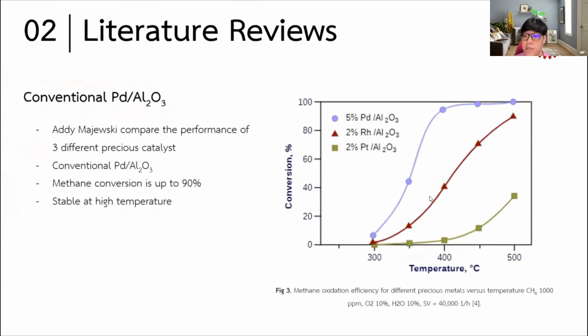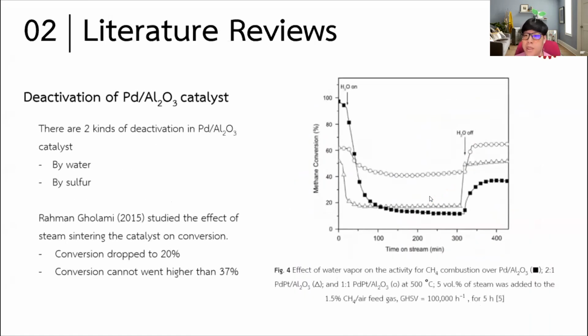Another experiment compared three different types of catalysts. Conventional palladium alumina gave methane conversion of about 87% and was stable at high temperature. There are two ways of palladium deactivation: water sintering and sulfur poisoning, which considerably ruin the catalysis process. With steam-induced sintering, the catalyst would melt and the active site would sinter. Rahman Golmi focused on the inhibition and deactivation effect of water, especially at relatively low temperature, representative of methane oxidation over palladium catalyst in a natural gas engine.